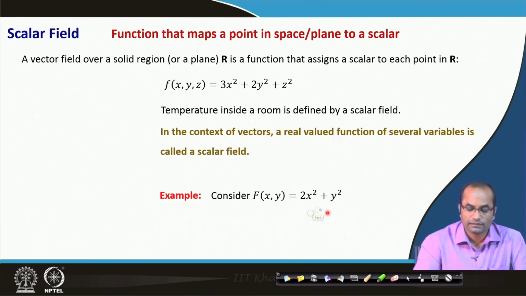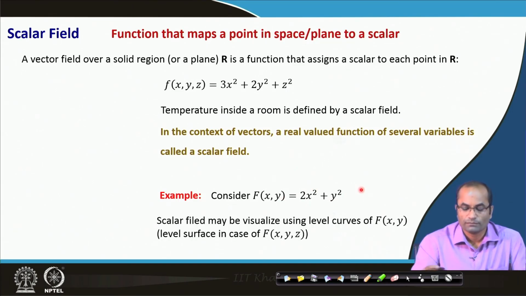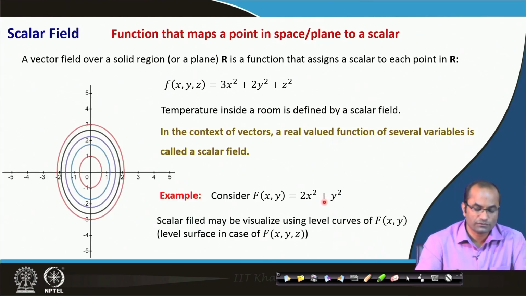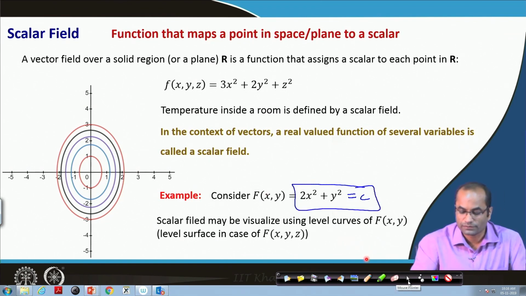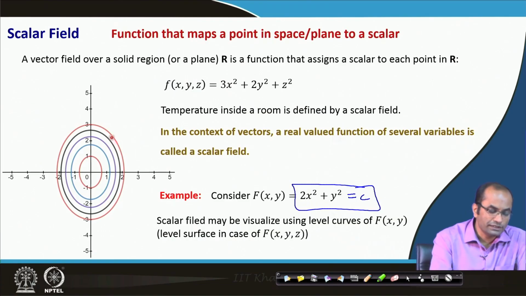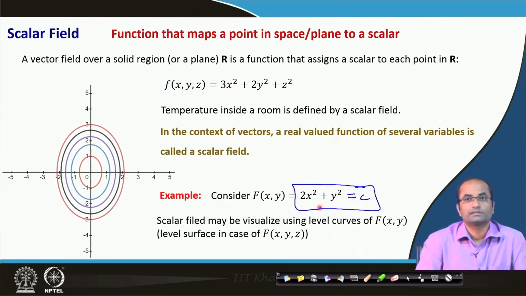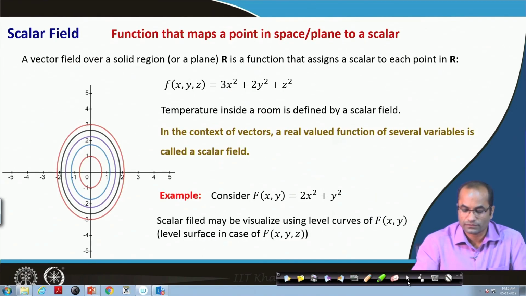Here we will take 2 x square plus y square, put some constant, and by varying this constant we get different curves, and these curves tell us that the value of this function is the same on the curve. So, if we plot this for different values of the constant, we get these parabolic curves, and on each curve the value at any point is the same. That is the visualization we can think of for such functions.